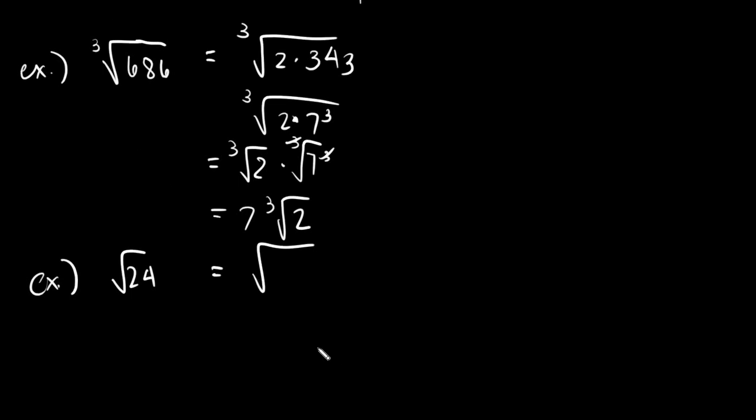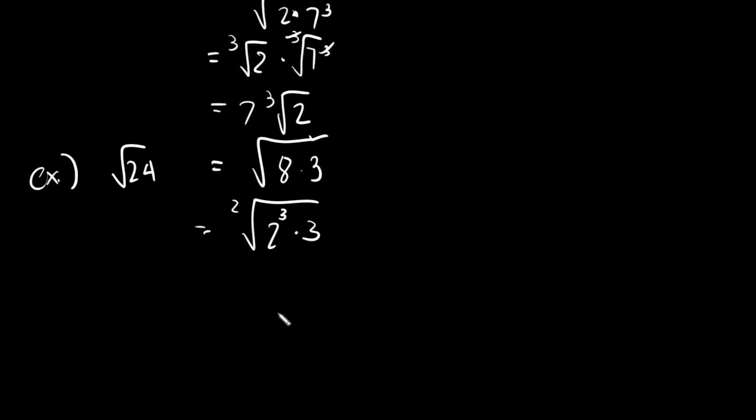Okay. So now 24 is equals to 8 times 3, I guess. Yeah, I guess it's 8 times 3. Okay, so 8 times 3 would definitely, in this 8, will definitely be expressed as 2 cube, I guess. Yeah, 2 cube. And then we have this. And then I will split them apart. Yeah, I will split them apart. It will give me 2 squared times 2 times 3. Yeah.